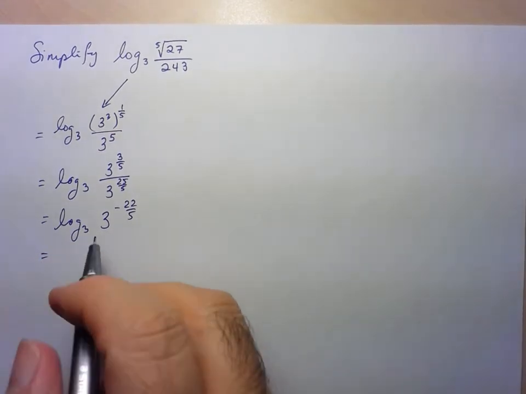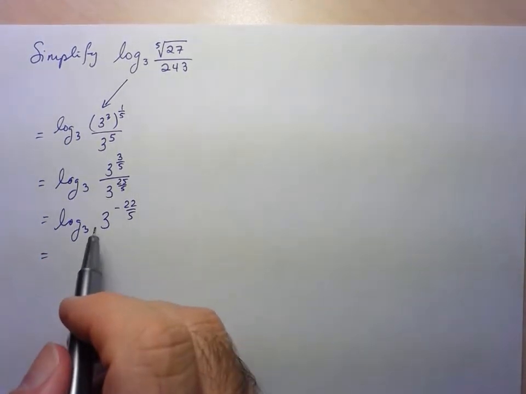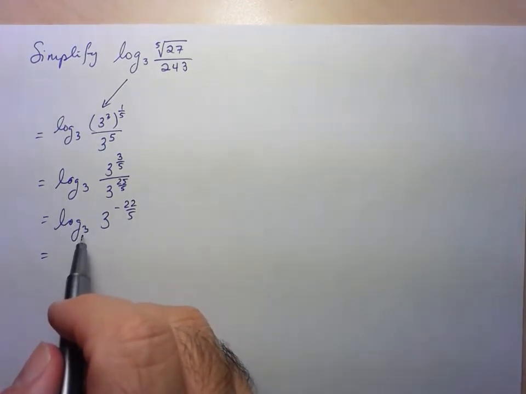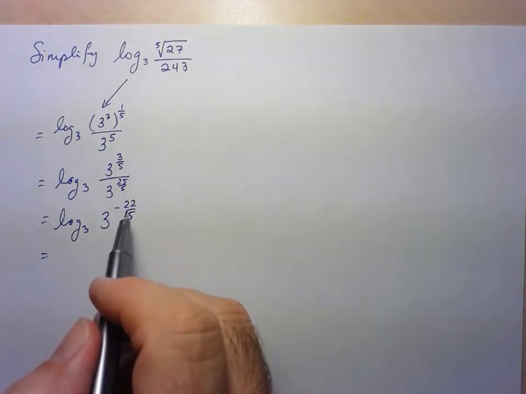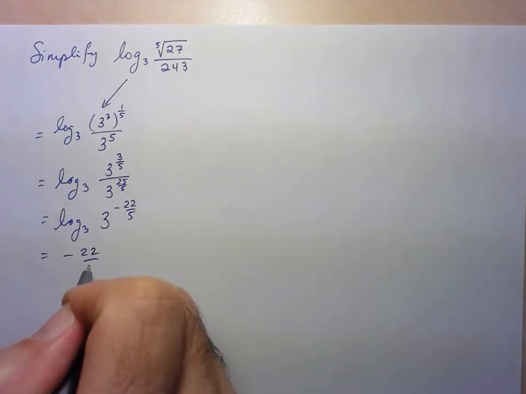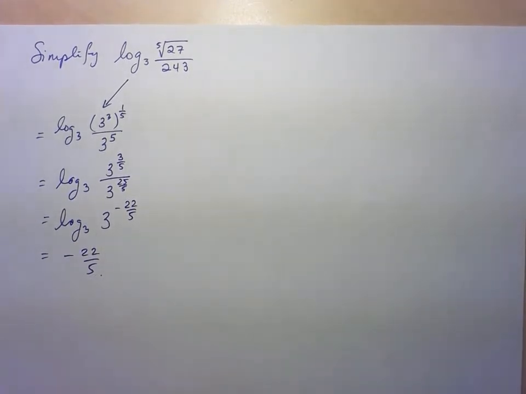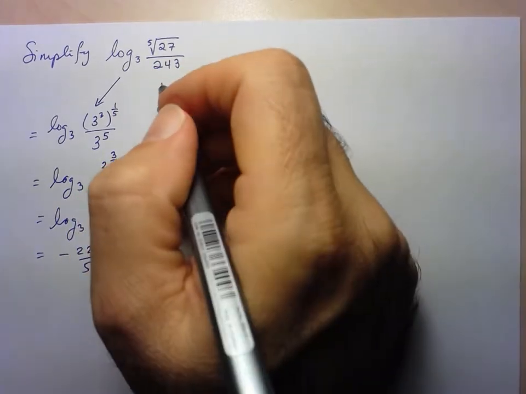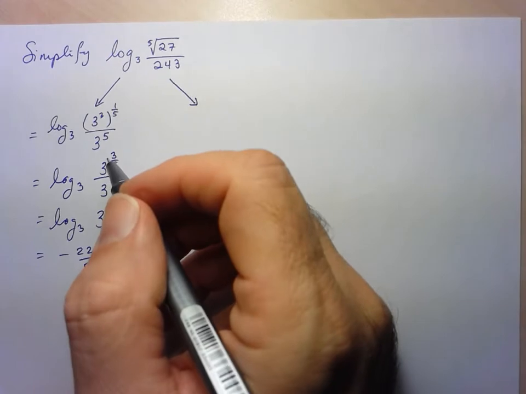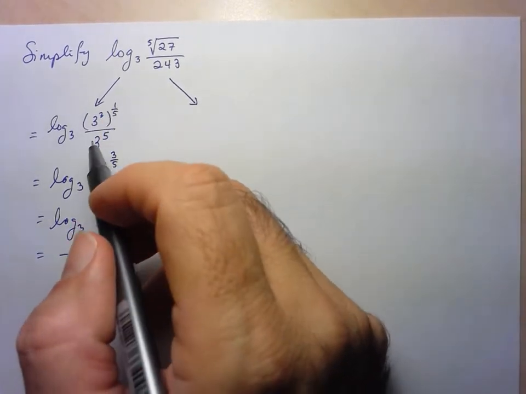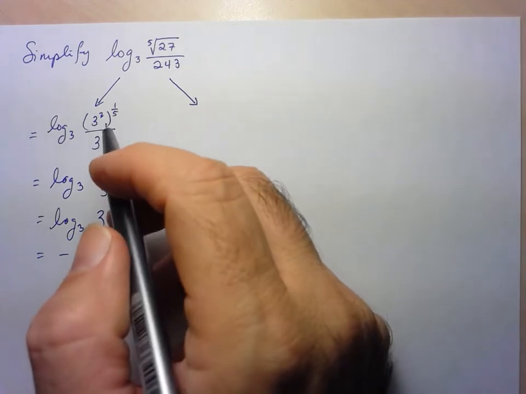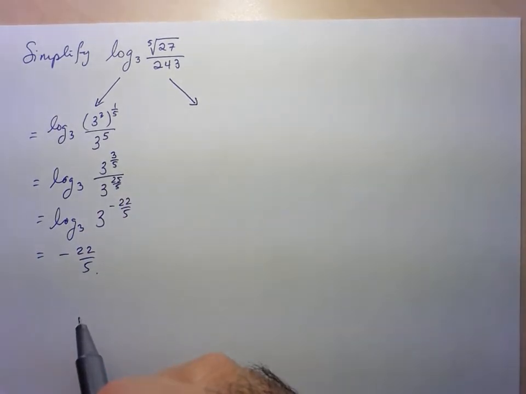And now, of course, log base 3 of x and 3 to the x are inverses of each other. So log base 3 of 3 to the negative 22 over 5 just gives us the original input of negative 22 over 5. Okay, and there's a solution to this one here. Now, another thing that you might have noticed, and again, this is just to show you that as long as you're performing correct algebraic operations, it doesn't matter what route you take. If everything you're doing is correct, you're likely to get to the same answer.